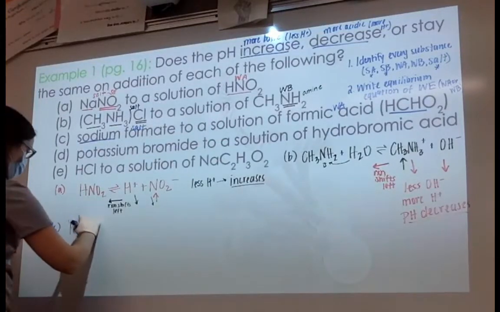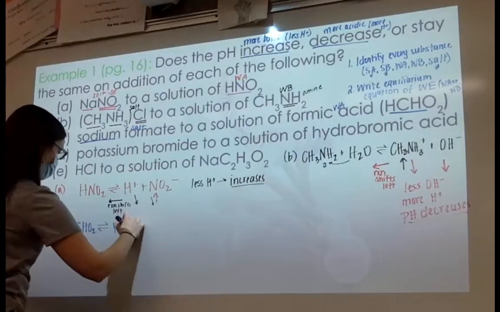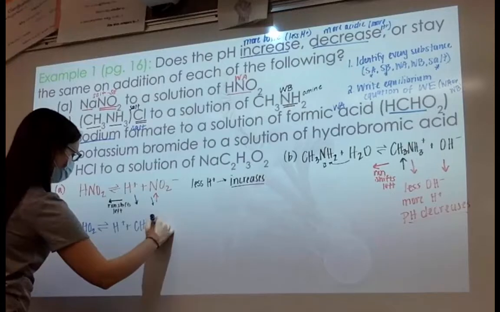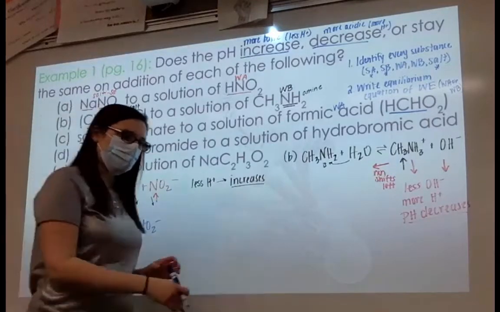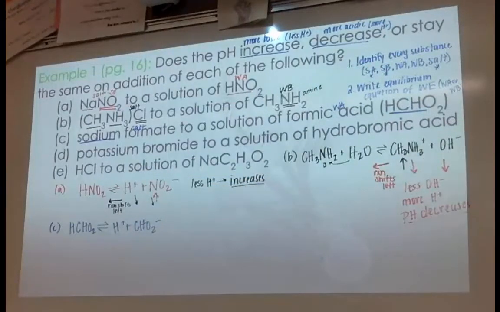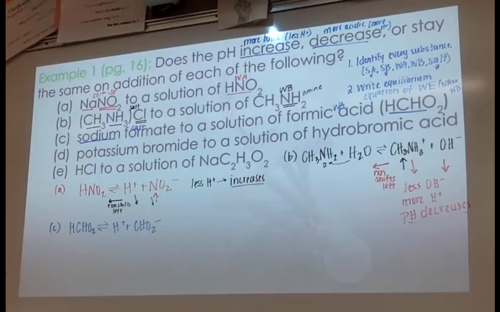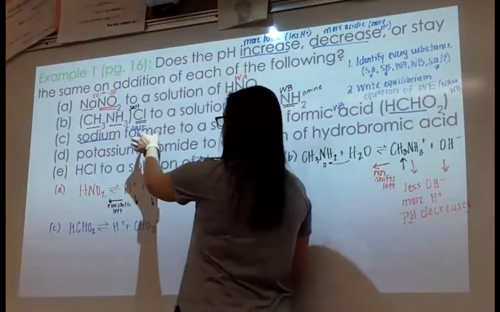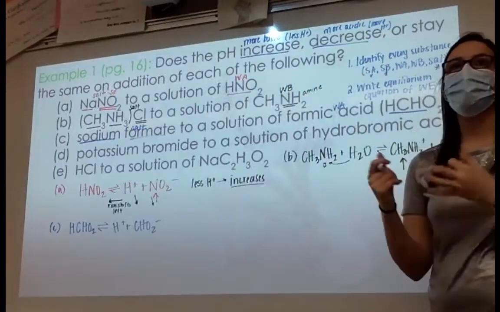HCHO2 is an acid, so it's at equilibrium with its ions. If we have just a beaker of formic acid, this is what is happening in the beaker. The weak acid is at equilibrium with H plus and CHO2 minus, meaning there's acid, but there's also H plus and that conjugate base. Now, sodium formate. Formate is CHO2 minus. That's that conjugate base.